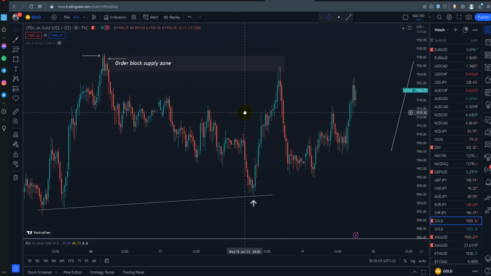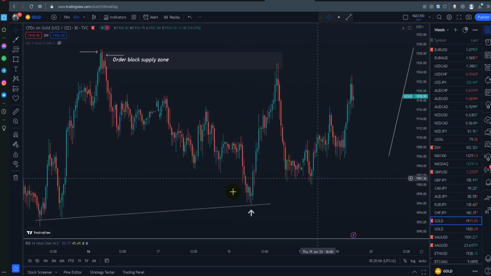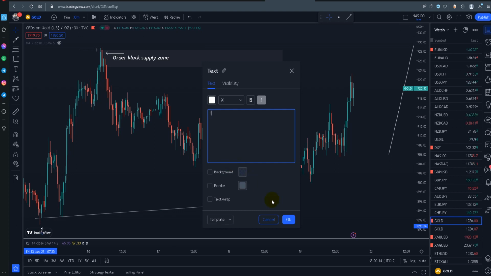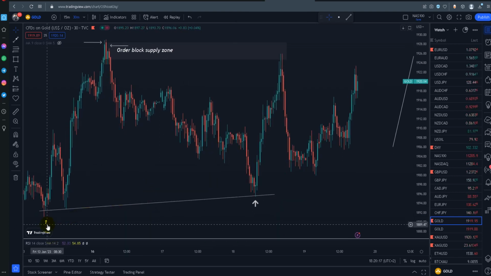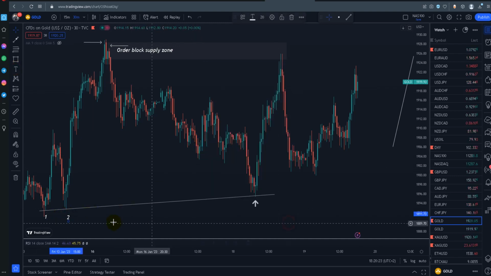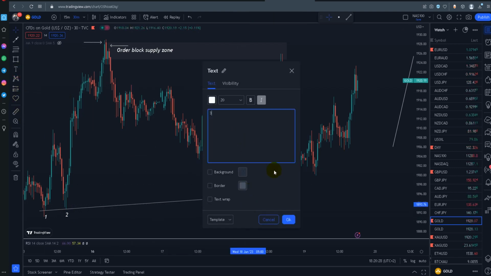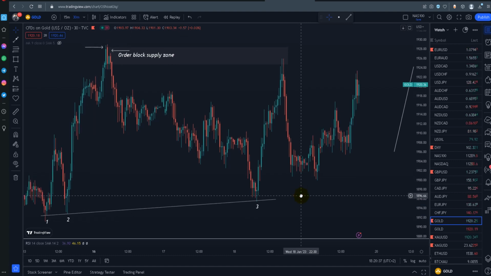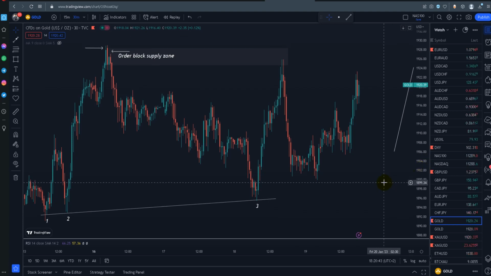So you now know how to find these zones. Let's make this at 1, 2, and that's 3. These are basic fundamentals of trading, and if you are able to apply this analysis method, you will be able to find sniper entries in the market.